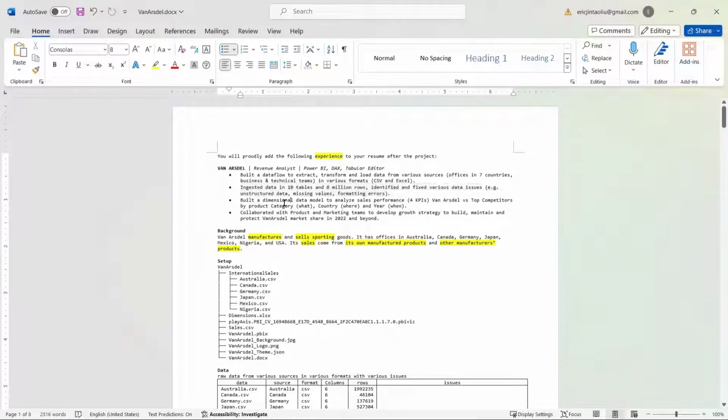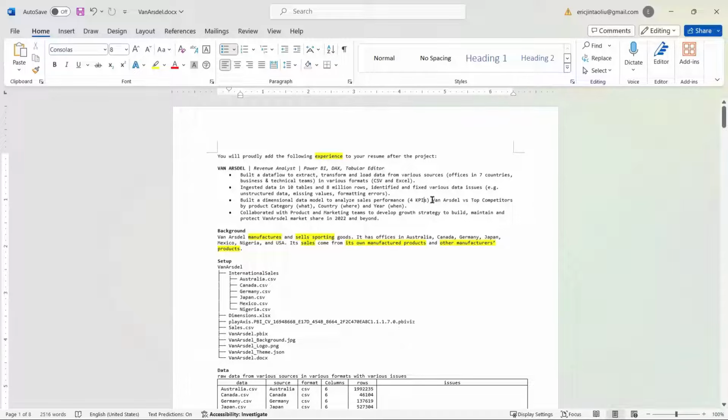We did all that, right? Clean up the data. And then we built a dimensional data model, meaning the tables are basically dimension tables and fact tables. And then we were able to connect dimension tables to the fact table using primary and foreign keys. So we created this dimensional data model to analyze the sales performance. If you recall, we created 4 KPIs, the revenue this year, revenue previous year, and revenue change year over year, right?